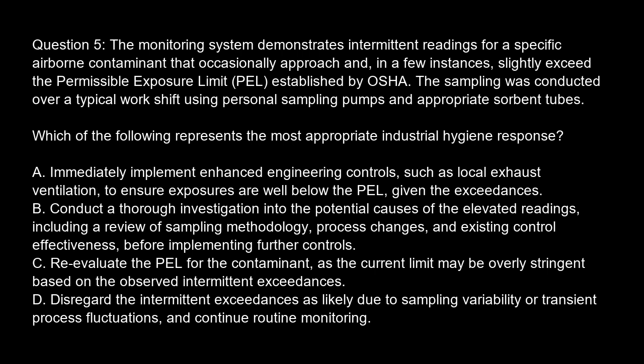Option A. Immediately implement enhanced engineering controls, such as local exhaust ventilation, to ensure exposures are well below the PEL, given the exceedances. Option B. Conduct a thorough investigation into the potential causes of the elevated readings, including a review of sampling methodology, process changes, and existing control effectiveness before implementing further controls. Option C. Reevaluate the PEL for the contaminant, as the current limit may be overly stringent based on the observed intermittent exceedances. Option D. Disregard the intermittent exceedances as likely due to sampling variability or transient process fluctuations, and continue routine monitoring.